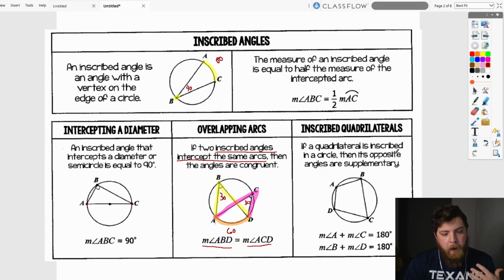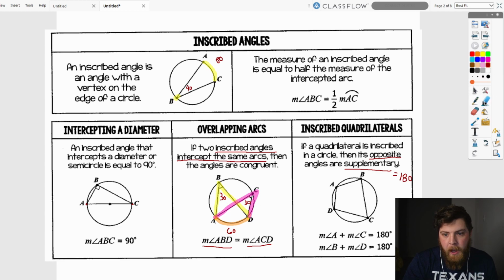And then the final weird rule is inscribed quadrilaterals. If you have an inscribed quadrilateral, the quadrilateral inside the circle, all the vertices are on the edge of the circle. Its opposite angles are supplementary. And just remember, supplementary just means 180 degrees.